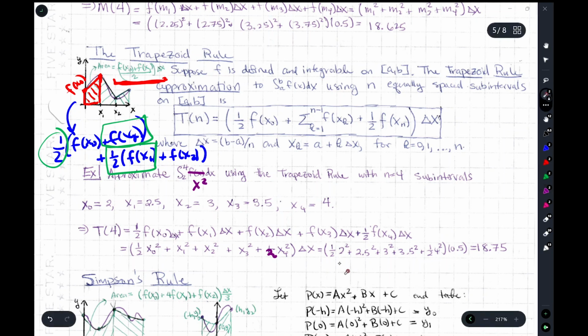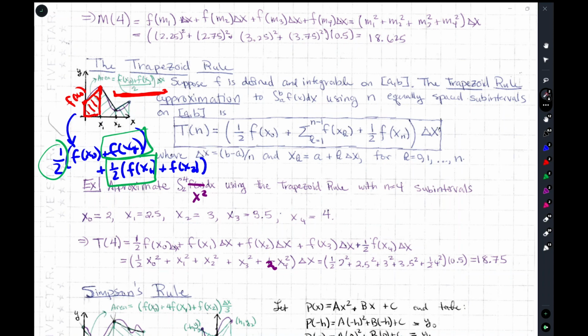And you plug in your values for the different x's, and these are found in exactly the same way that we did above. Okay, same formula there, and you get 18.75 as opposed to the 18.625 that we got for the midpoint rule. And so this is how you use the trapezoid rule to numerically integrate a definite integral.